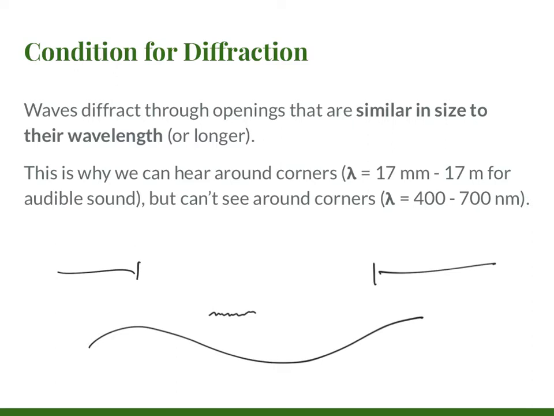And this is why you can't see around corners, but you can hear around corners, because the waves will diffract. The wavelengths for light are very, very small. They're like 400 to 700 nanometers. But the wavelengths for sound range anywhere from 17 millimeters, which is still pretty small, to 17 meters, which is huge. So through doorways and hallways and around corners, the sound waves can diffract because their wavelength is long enough. The light waves will not.